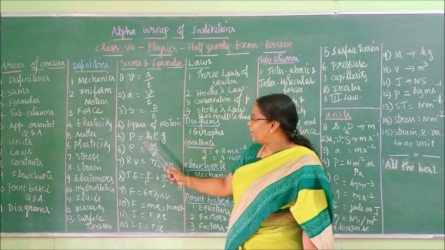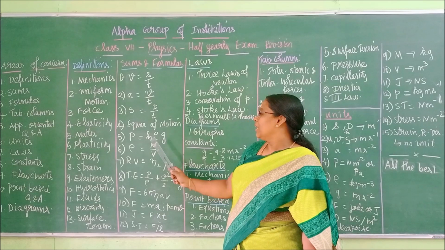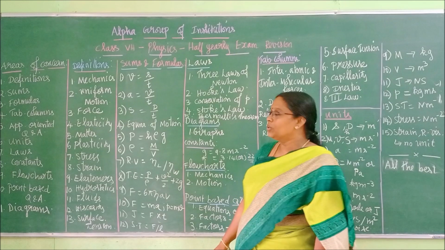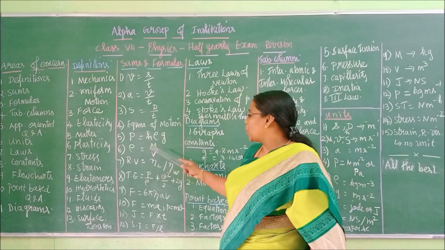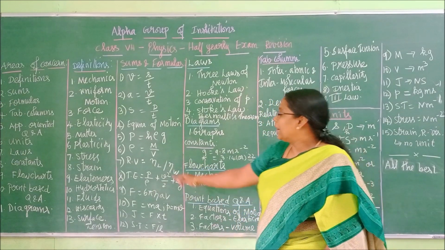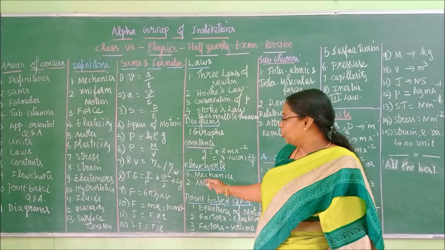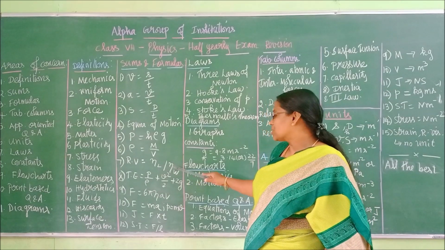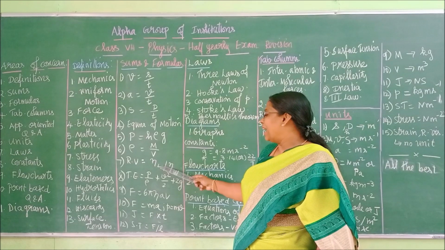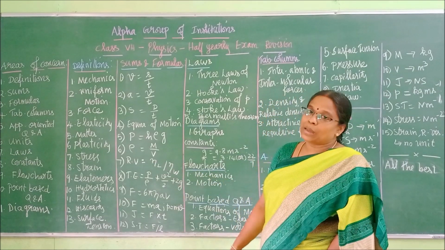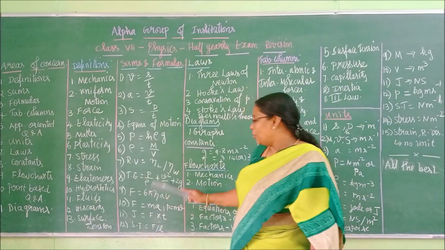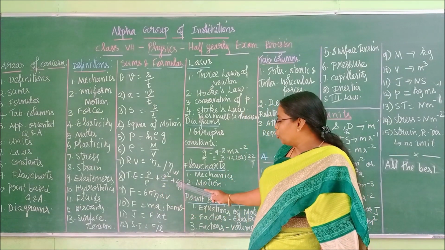Then pressure is equal to H rho G. H rho means density, G means acceleration due to gravity. Then density is equal to mass by volume, rho is equal to m by v. Relative viscosity is equal to viscosity of liquid by viscosity of water. RV is equal to eta L by eta water, eta W, eta. Remember that symbol. Total energy is equal to P by rho plus V square by 2 plus 2G.